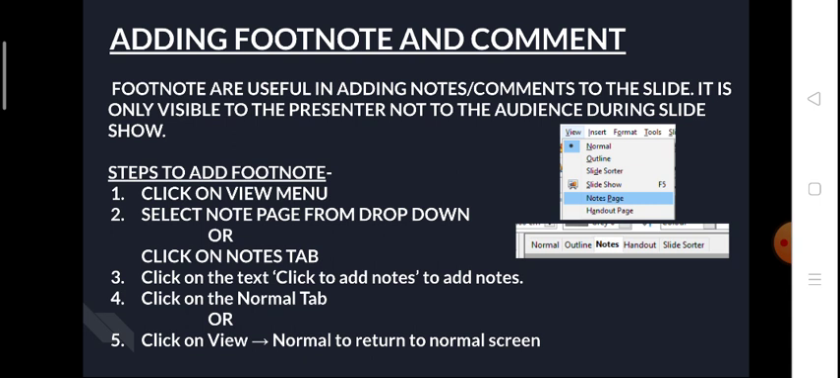Now what are the steps to add a footnote? Just click on the view menu. From there you can select notes page, and we have another option, that is just click on the notes tab. By following either of these two steps, the add notes screen will appear, just like this. Click to add notes, and now you can enter the notes, whatever you want to write, for additional information. And then to come back to the normal mode after entering the notes, just click on the normal tab.